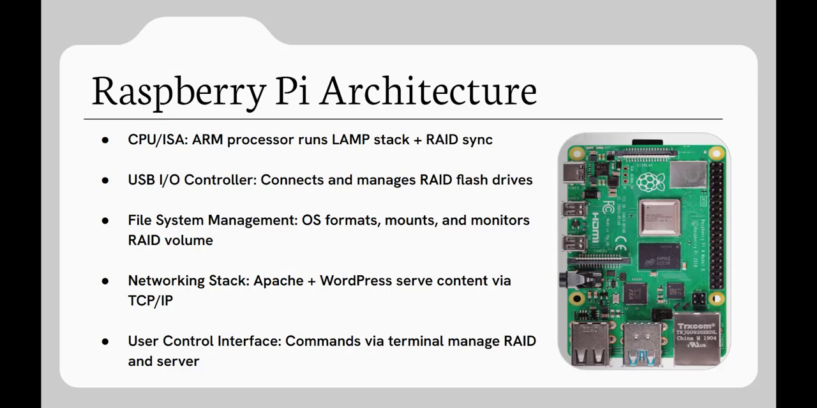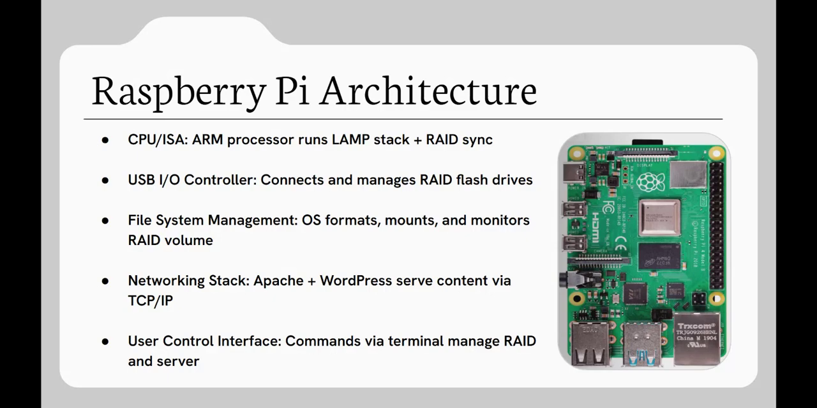Next, I had a networking stack. The LAMP stack runs over TCP/IP, which is handled by the Pi's built-in networking interfaces. Apache serves HTML and PHP content, and then MariaDB communicates with WordPress, and everything flows over standard HTTP ports.